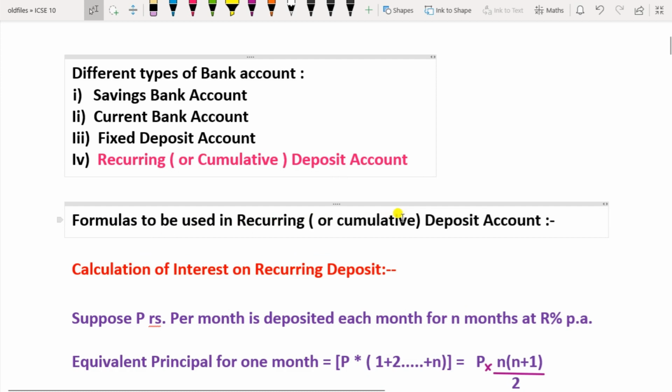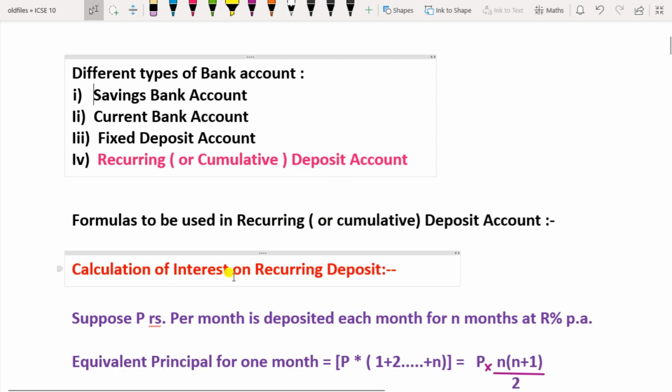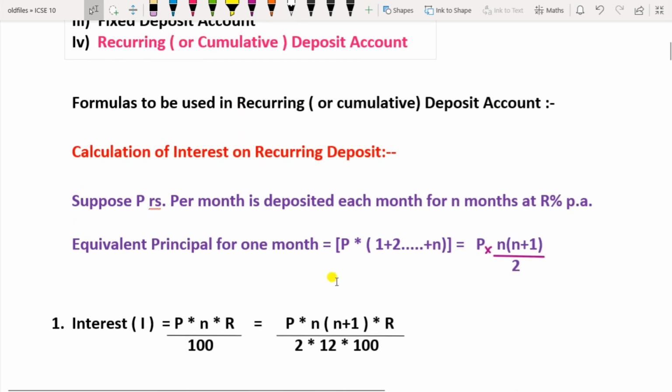The formulas to be used in a recurring deposit account are for the calculation of interest on a recurring deposit. Suppose P rupees per month is deposited each month for n months at R% per annum. So the principal for 1 month is P multiplied by the number of months, 1 plus 2 plus 3 up to n. This is a series, so it can be written as P multiplied by n into n plus 1 by 2. The interest for the recurring deposit account is calculated with simple interest, that is I equals P n R upon 100.